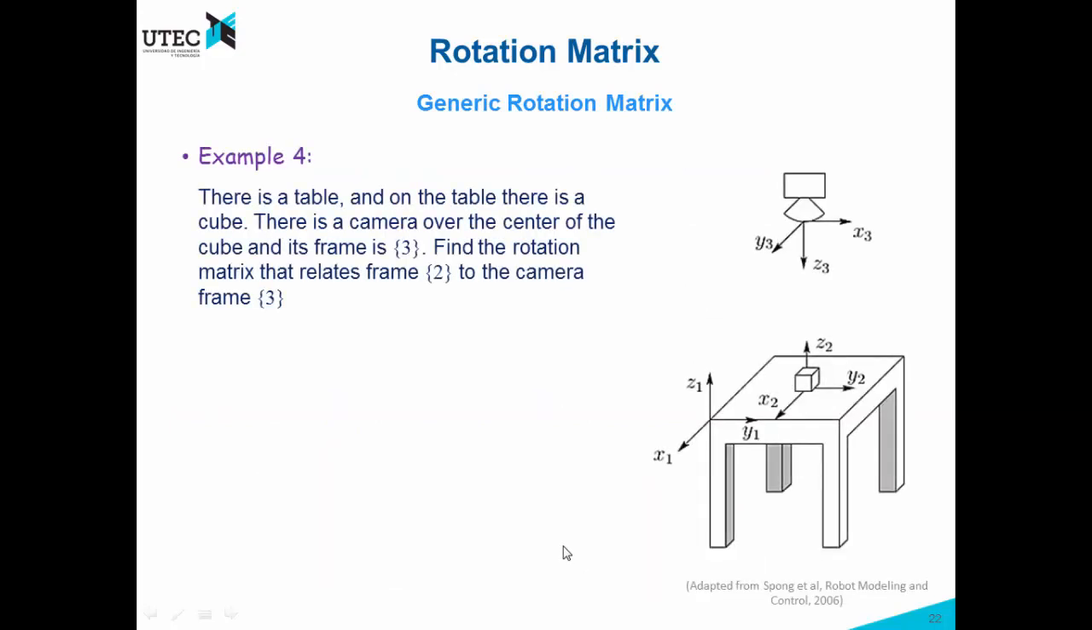As a fourth example, we have some frames, and we want to find the rotation that relates frame 2 to frame 3. So we want this frame 2 in frame 3. What we do is we can do this by inspection. X2 is just Y3, so X2 is 0, 1, 0. Y2 is X3, so it will be 1, 0, 0. Now Z2 is minus Z3, so it will be 0, 0, minus 1.